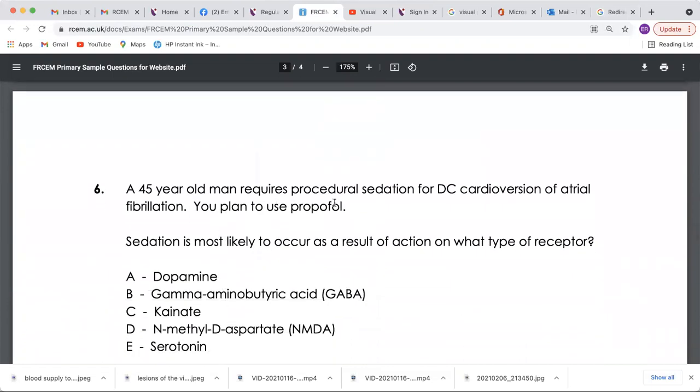A 45-year-old man requires procedural sedation for DC cardioversion of atrial fibrillation. You plan to use Propofol. Sedation is most likely to occur as a result of action on what type of receptor? This is a basic pharmacology question on one of the anesthetic drugs, which is Propofol, right?